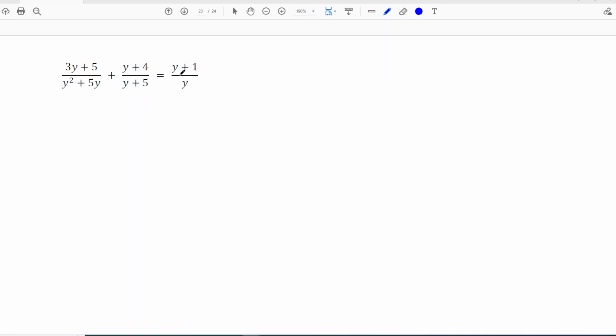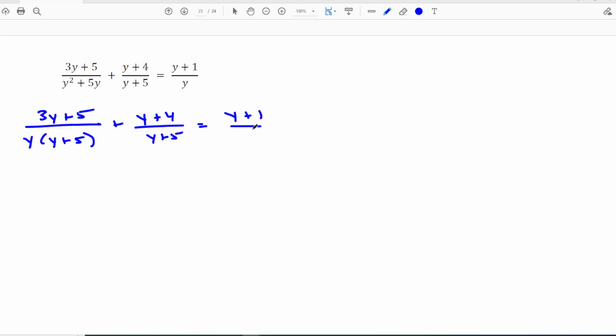So, rational equation. Step number 1, factor. I notice in the denominator of this guy, I have a greatest common factor of y, and I'm left with y plus 5. The rest of them are fine. Then I figure out what's my lowest common denominator. Well, this has a y times a y plus 5. This one has a y plus 5 already in there. This one has a y already in there. I'm good. My domain restriction would be that y cannot equal 0 or negative 5.